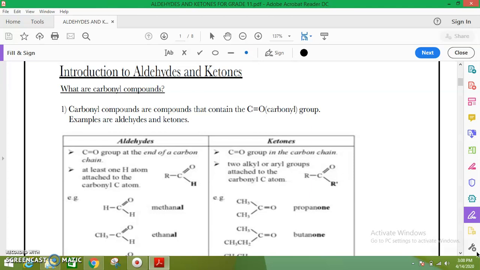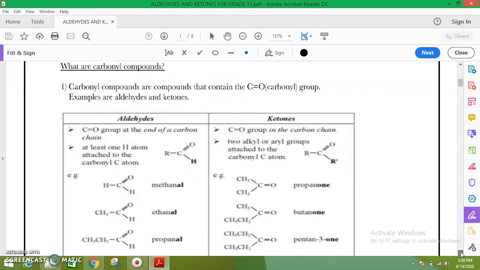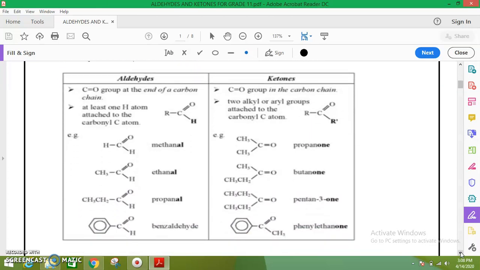Here are examples for aldehydes and ketones. In this table, the C double bond O group is at the end of a carbon chain, with at least one hydrogen atom attached to the carbonyl group. One hydrogen atom attached to the carbonyl group. This type of compound is called aldehyde.